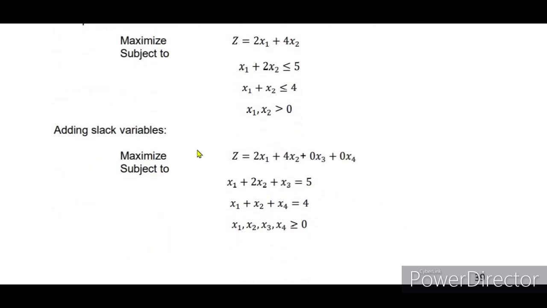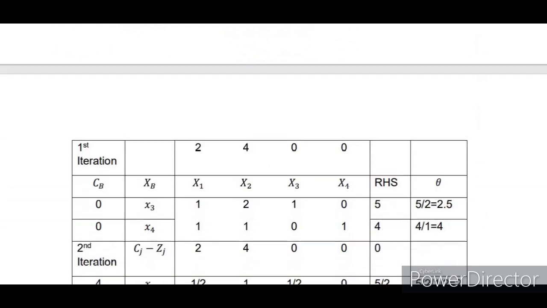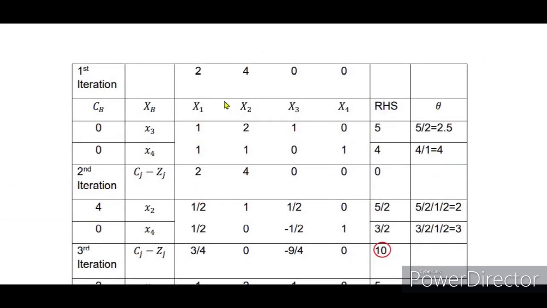So adding slack variables. All the slack variables are positive, because all the symbols in the constraints are less than or equal. So we now go to our iteration simplex table. We plot everything, then we start with x sub 3 and x sub 4 because they have the identity matrix. We choose the highest positive value of cj minus zj, which is 4. So it is in the column of x sub 2.